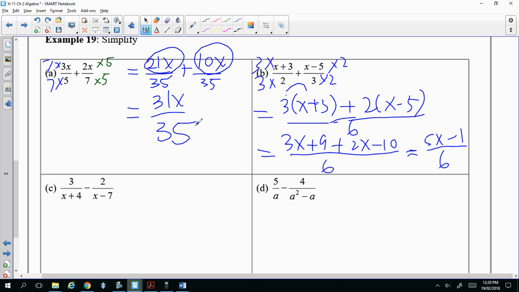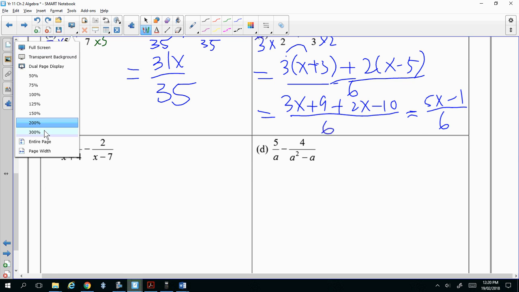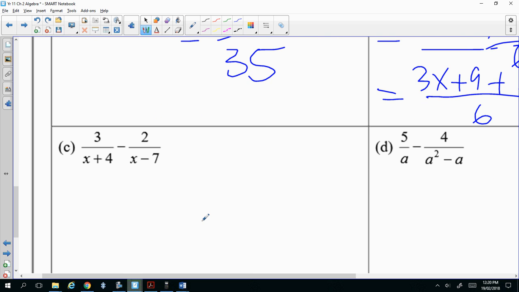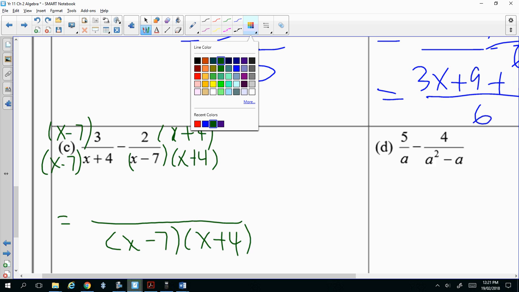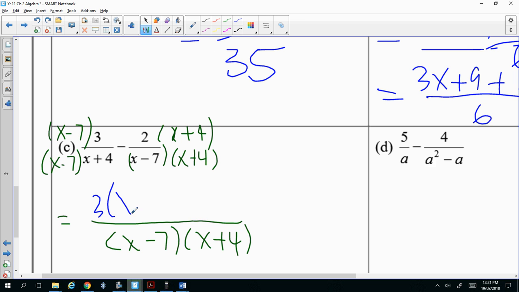Alright, how about the next one? Next one's the same thing. You make them the same denominator. But except this time you have to multiply by the whole denominator. So you go times by x plus 4, x plus 4. Right? And then the other one, x minus 7, and then x minus 7. Right, so let's write them as a common denominator. So the common denominator will be x minus 7, x plus 4. Like that. And the top bit becomes 3 bracket x minus 7, negative 2 bracket x plus 4.